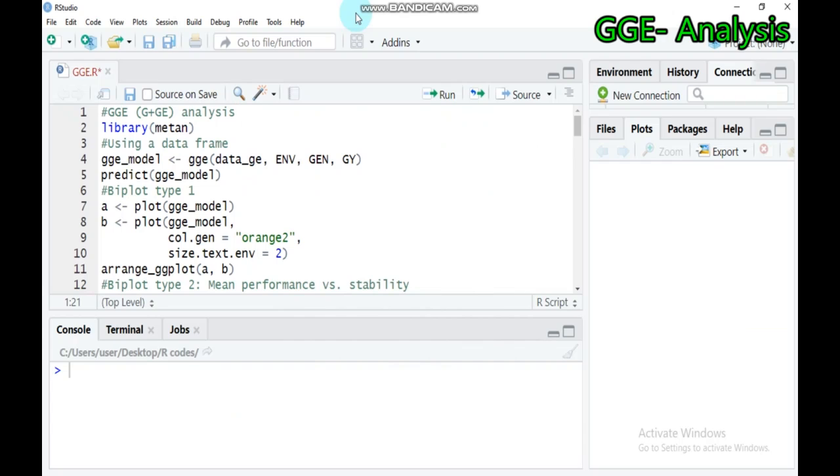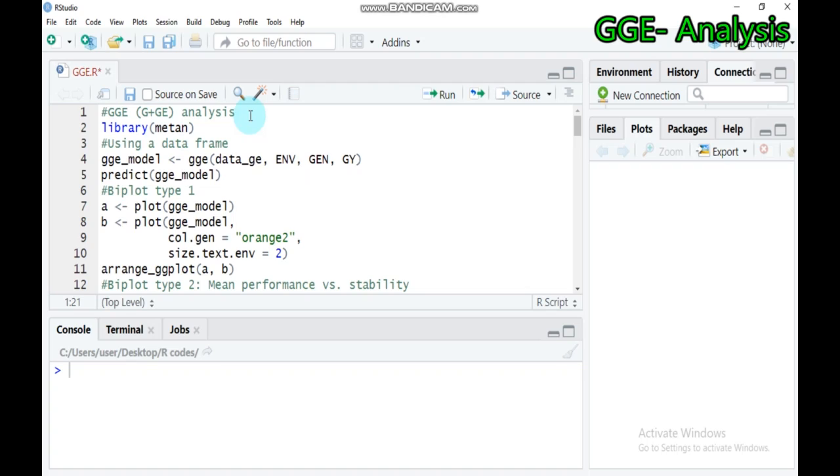Hi everyone, today we will see about genotype plus genotype environment interaction using RStudio, and more specifically using the package we call the method. So let me define briefly what genotype plus genotype environment interaction means.